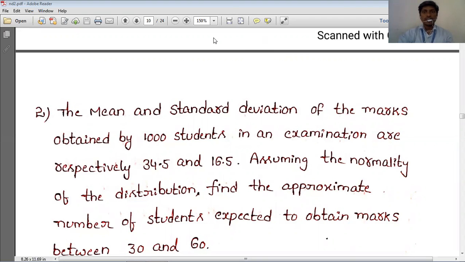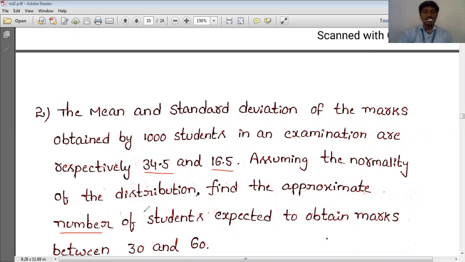The mean and standard deviation of the marks obtained by 1,000 students in an examination are respectively 34.5 and 16.5. Assuming the normality of the distribution, find the approximate number of students expected to obtain marks between 30 and 60. So this is the question they give.